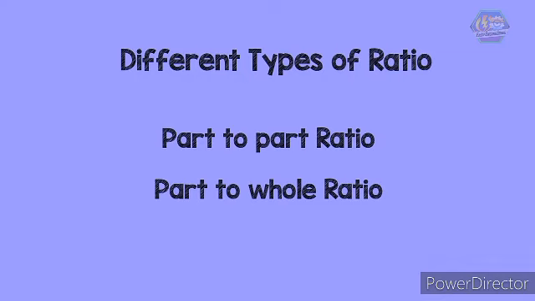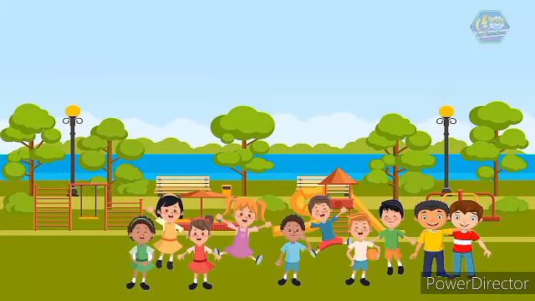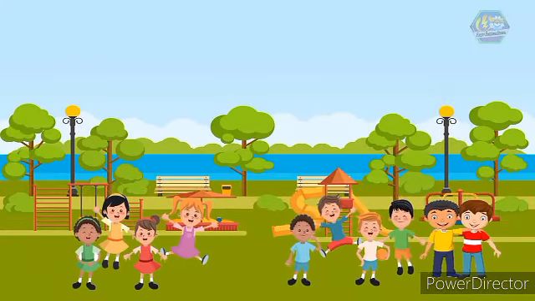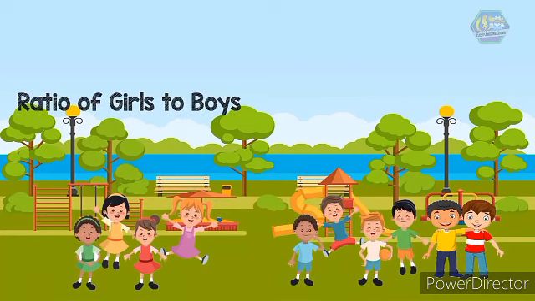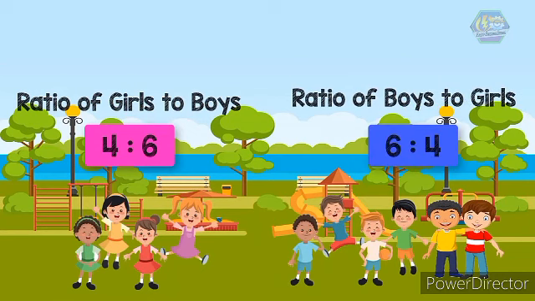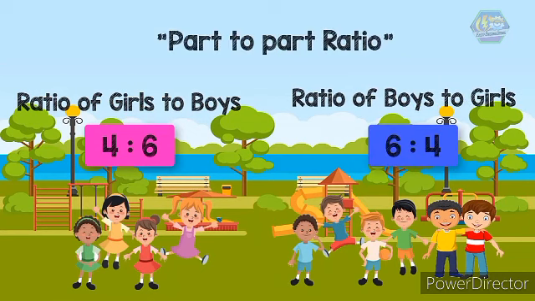To understand the different types of ratio, let's take a look at this example. There are 10 children at the park. 4 are girls and 6 are boys. So the ratio of girls to boys is 4:6, and the ratio of boys to girls is 6:4. These ratios are example of a part-to-part ratio.